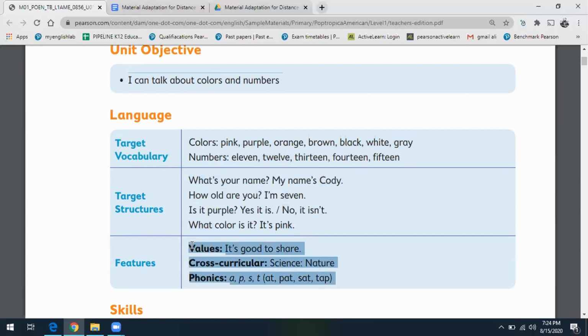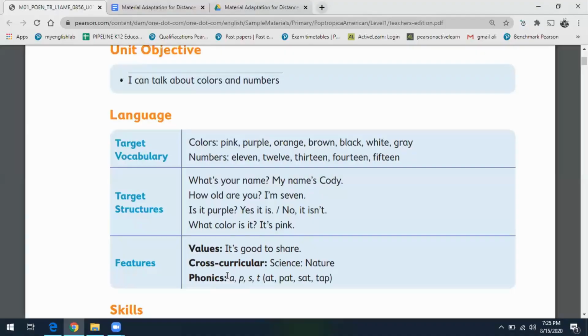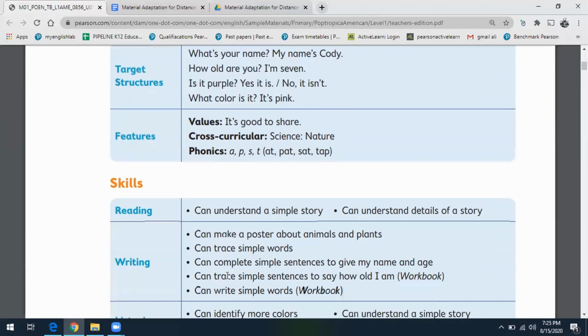and then these are the target structures. And now you have features. Well, you have values, cross-curricular, as well as phonics. Were they designed to help students reach the objective? Yes, they were also designed for students to reach the objectives. They were also used to recycle knowledge. But in this case, if you have to teach PJJ or distance learning, these are the things that you probably need to sacrifice. Now you have skills, yada yada yada.